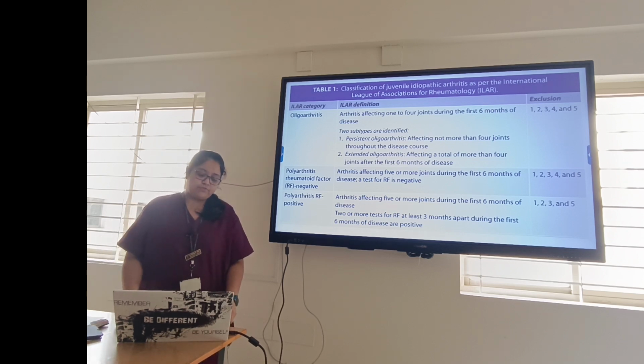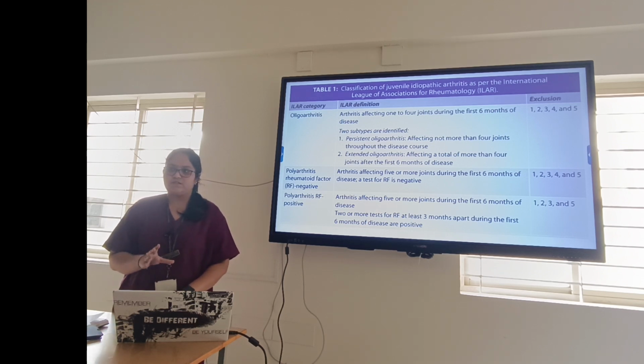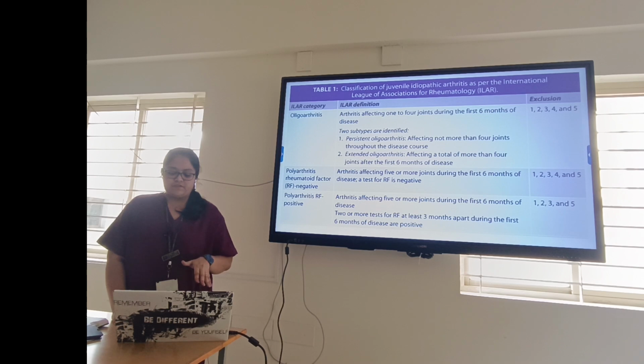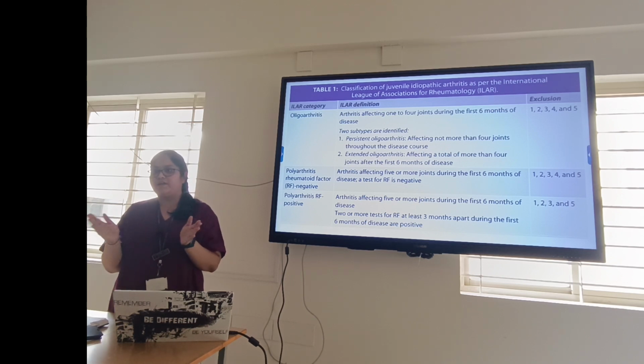So this exclusion criteria we'll see later. The second type of JIA is polyarthritis, rheumatoid factor negative. In this, the arthritis affects 5 or more joints during the first 6 months of the disease, but when the blood test is done, the RF factor will be negative. Another one is RF factor positive, which is similar to the negative one. It involves 5 or more joints through the first 6 months of the disease, but when the tests are performed 3 months apart, like 2 to 3 tests, all the tests should come back positive.